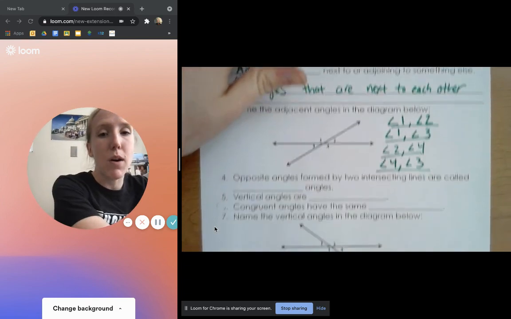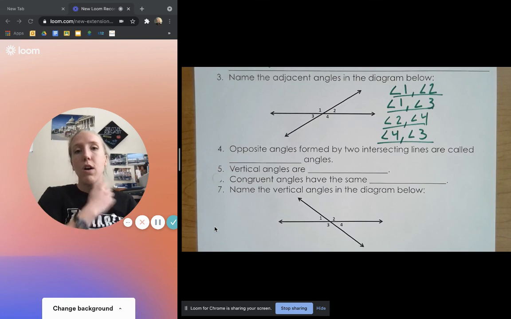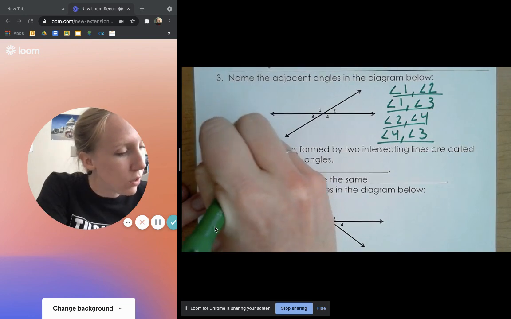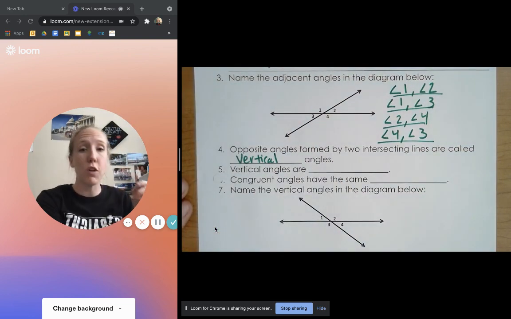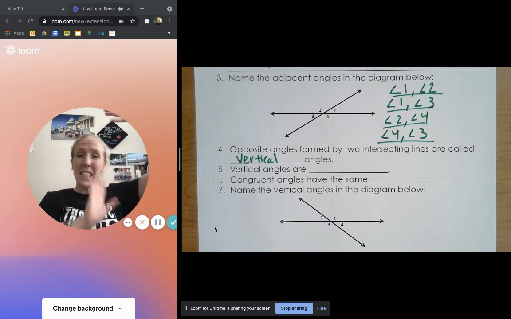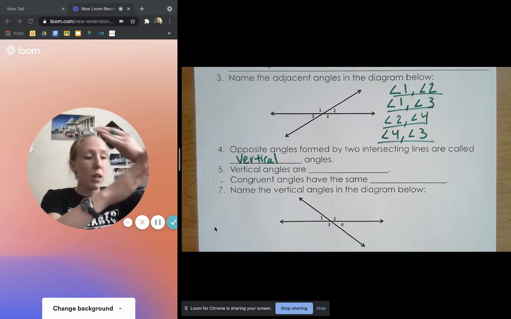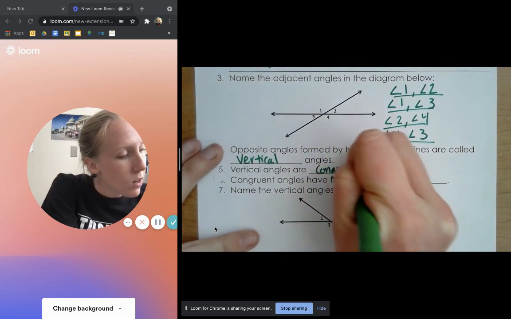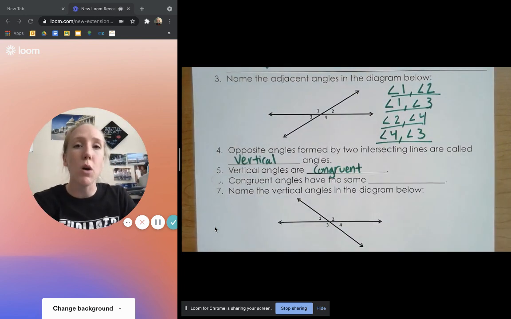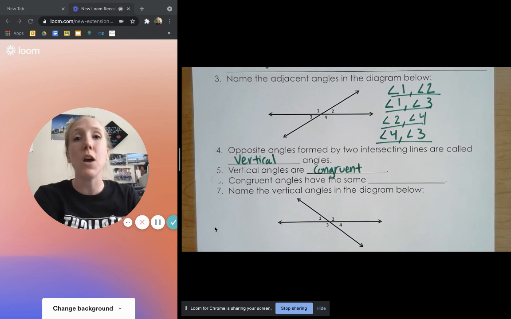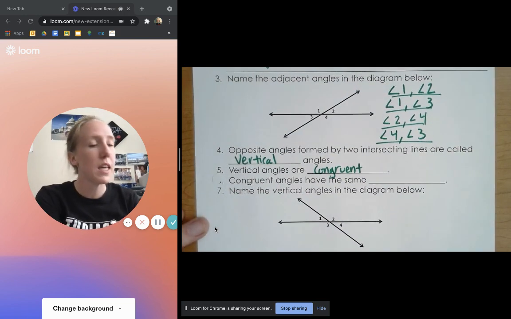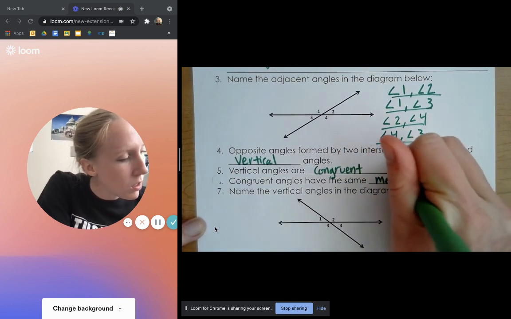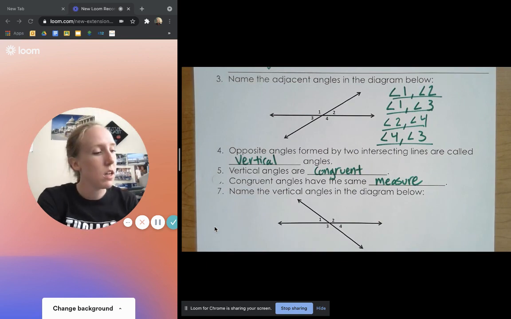Next word that we already talked about. Opposite angles formed by two intersecting lines are called vertical angles. So vertical angles are the opposite sides of something and they're congruent. They're formed by the same two lines. Vertical angles are always congruent. Remind yourself what congruent means. If you don't know, it means exactly the same. It means equal. So vertical angles are always equal. Congruent angles have the same measure. And remember, we measure angles in degrees.